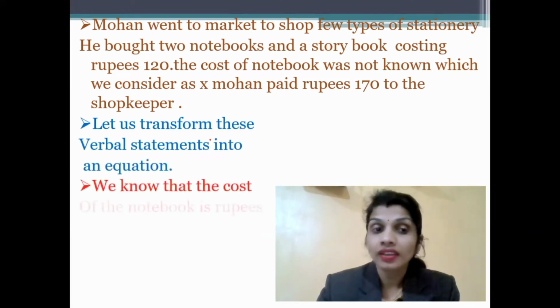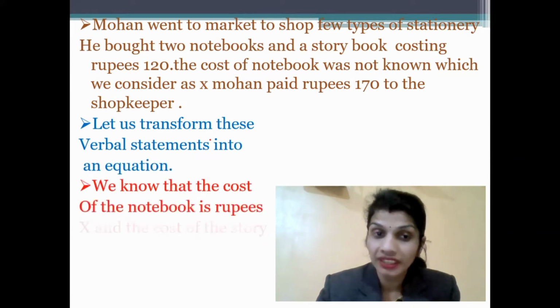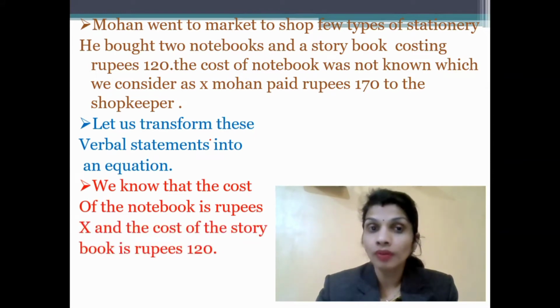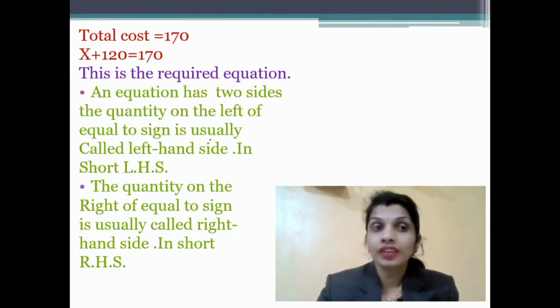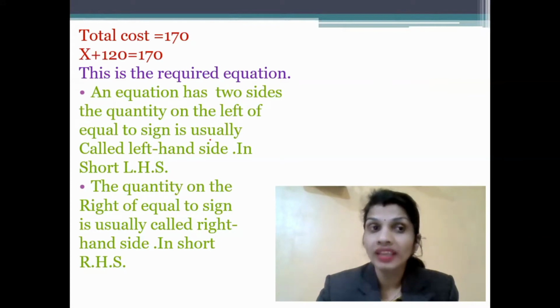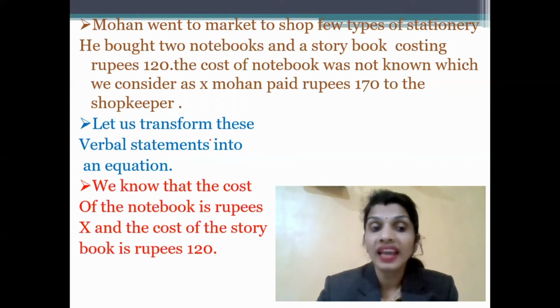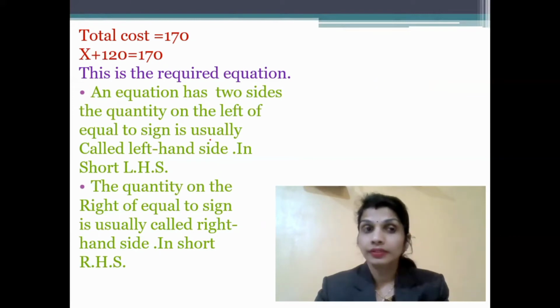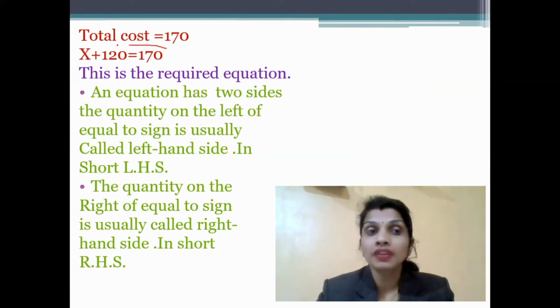We know that the cost of the notebook is rupees x and the cost of the storybook is rupees 120. If you read the word problem, you will understand it clearly. Now, total cost is how much? 170. And so we are going to write x plus 120 equal to 170. Why? Because here x is the cost of the notebook, and he has bought only 2 things. So this is our required equation: x plus 120 is equal to 170.